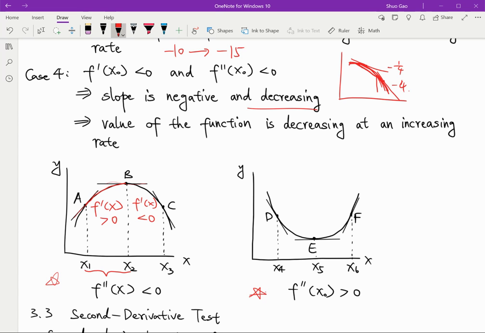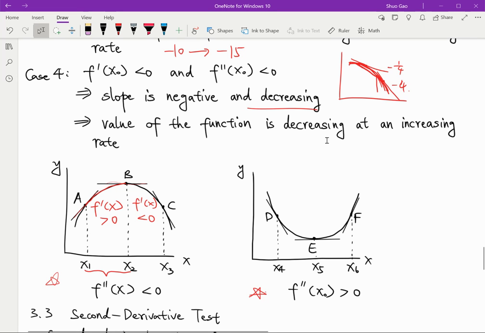Here we include the sign, because at point D the slope is negative, so it has a minus sign before it. So from D to E, we say the slope increases. The slope of the curve increases from D to F all the time. So we mean that the second derivative of the function is a positive number along this curve.